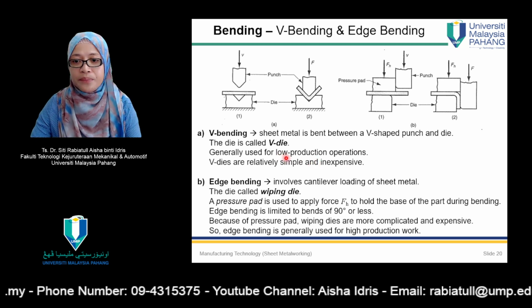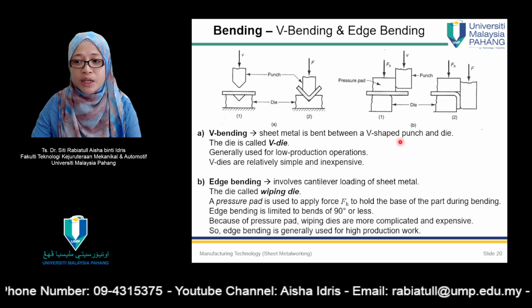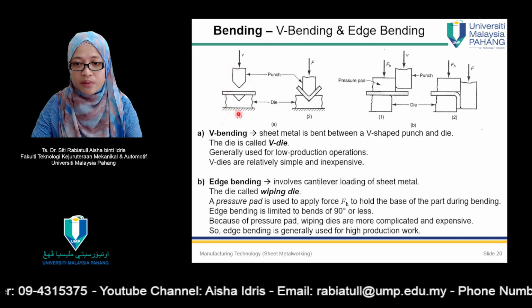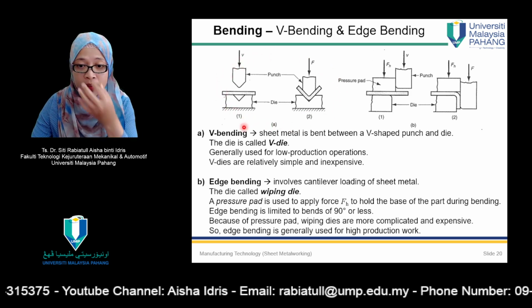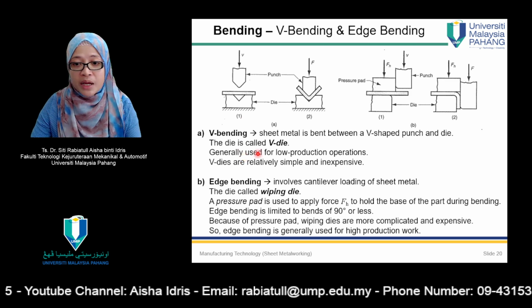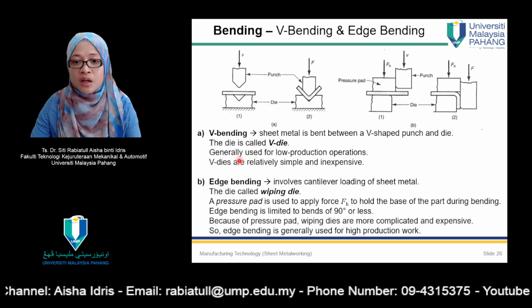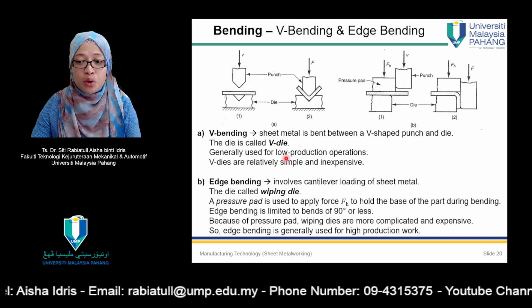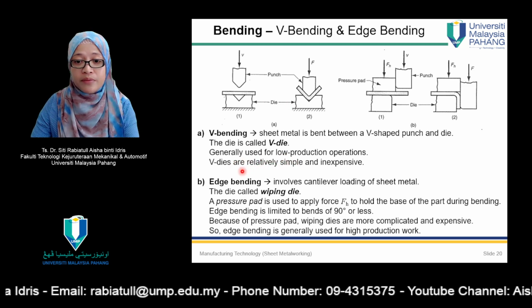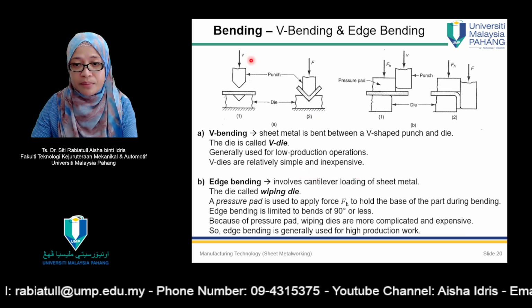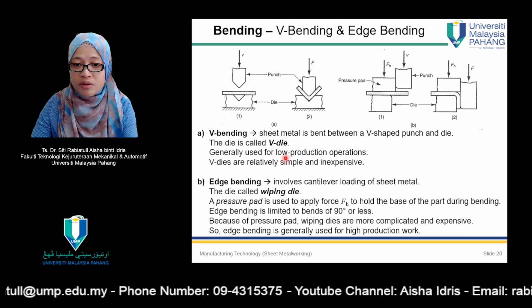V bending, metal is bent between a V-shaped punch and die, like the one that you can see from this figure A. The die is called a V die. Okay, this one is generally used for low production operations. V dies are relatively simple and inexpensive, so very cheap. For this one, the process is very cheap.